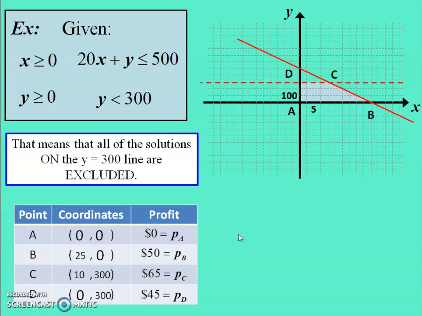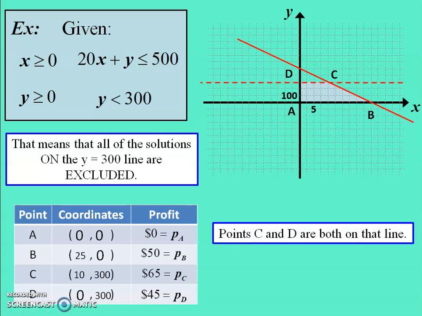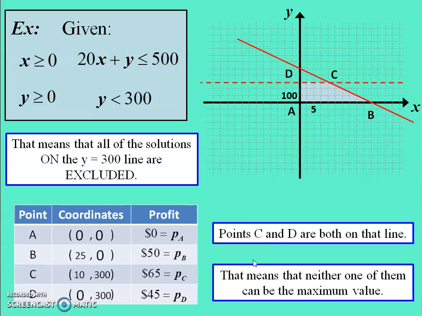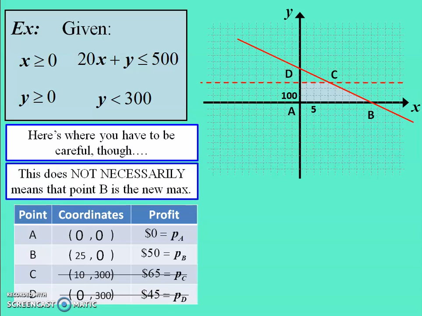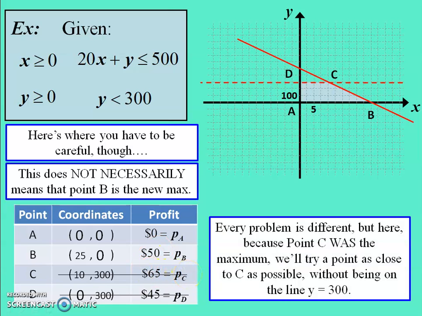Well, points C and D, these two are both excluded from the mix. So does that mean that our new maximum happens at point B and that is $50? Great question, but the answer is no. So those points there are excluded. So we have a couple of options. Looking at point B is one of them. If point B was a very close second place, that might have replaced this one as the maximum. And in some cases, that could be what happens.